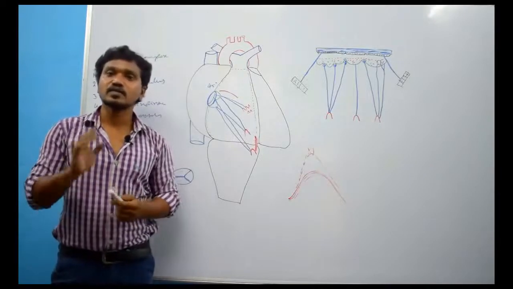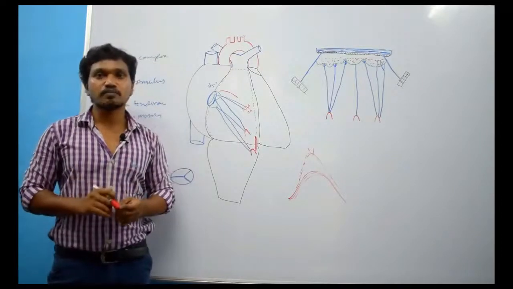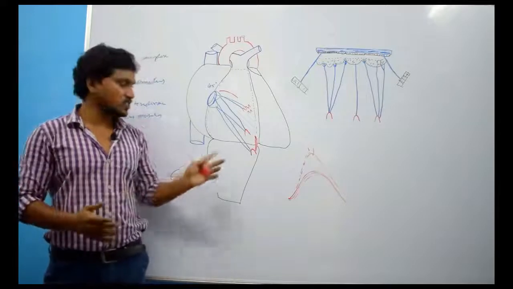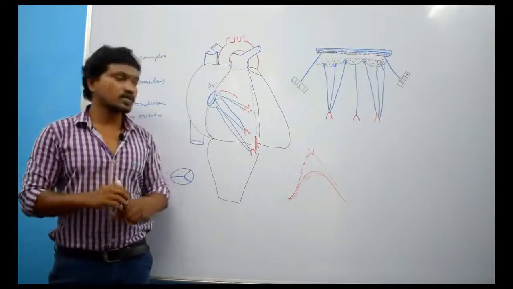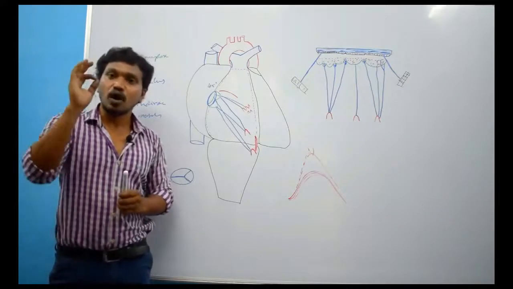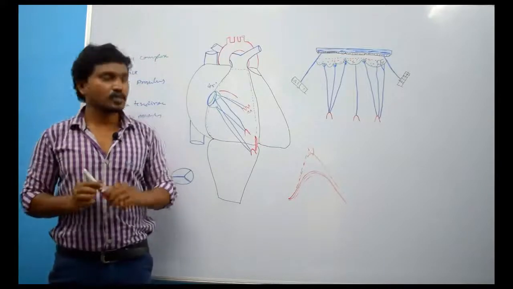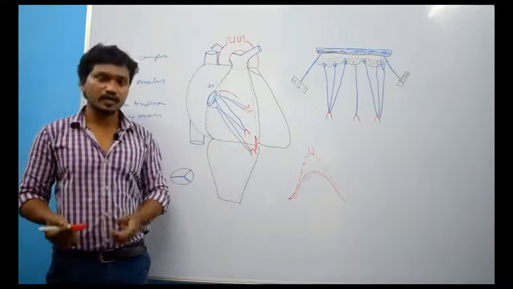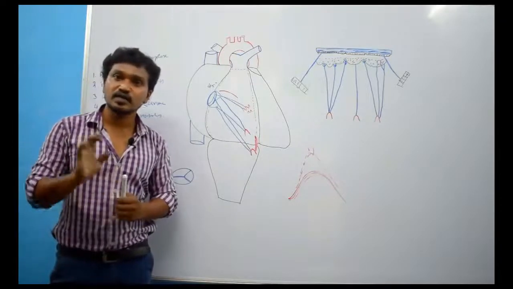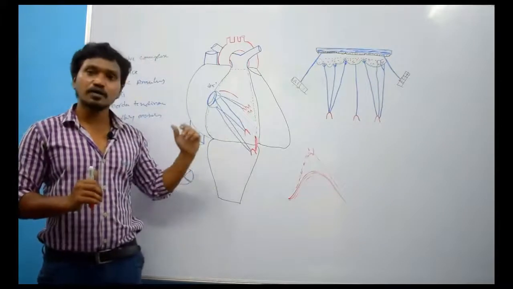What is it? Septomarginal band. This septomarginal band is believed to prevent over distension of the ventricle. That's why this septomarginal band we can also call the moderator band. What is it? Moderator band. Then it has one more importance, it contains the right bundle of His. Clear? So that's it about the bridges.